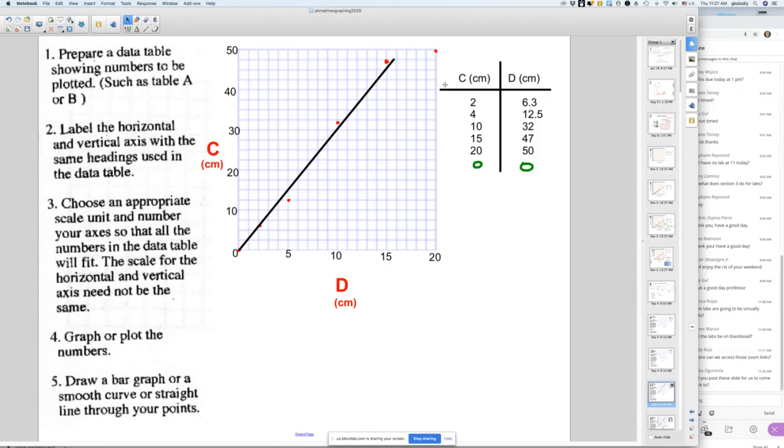So again, we want to find out the connection between C and D. We know the connection is going to be y equals mx. In our case, y is equal to circumference, m is the slope, which we're going to calculate in a minute, and x is d. So let's calculate the slope.